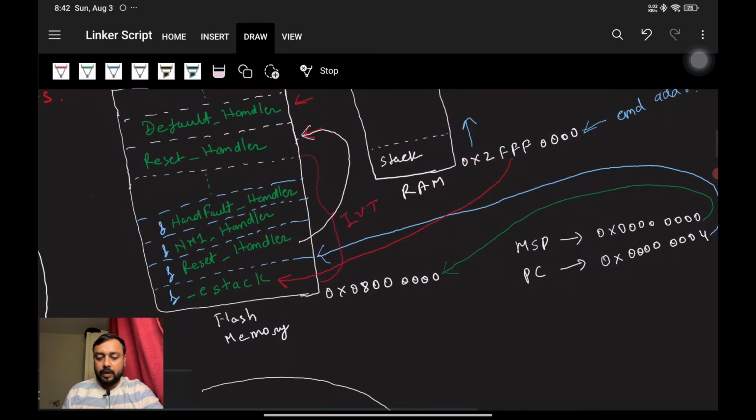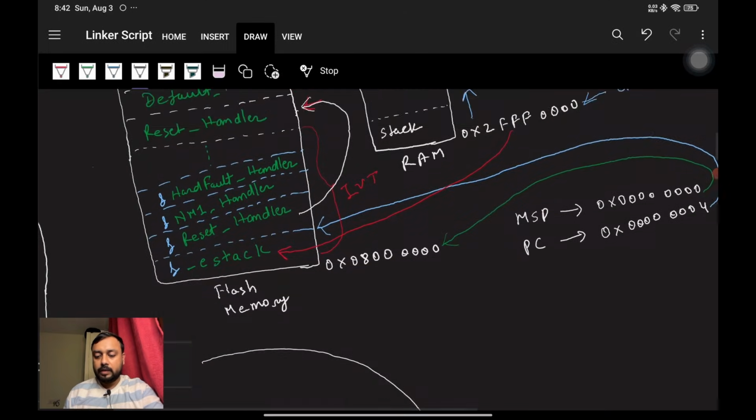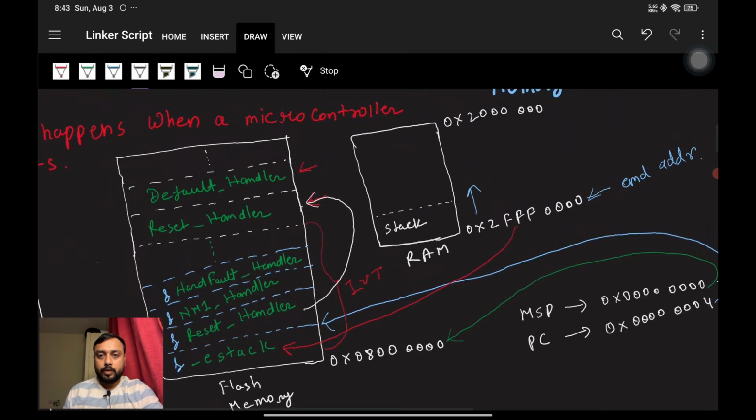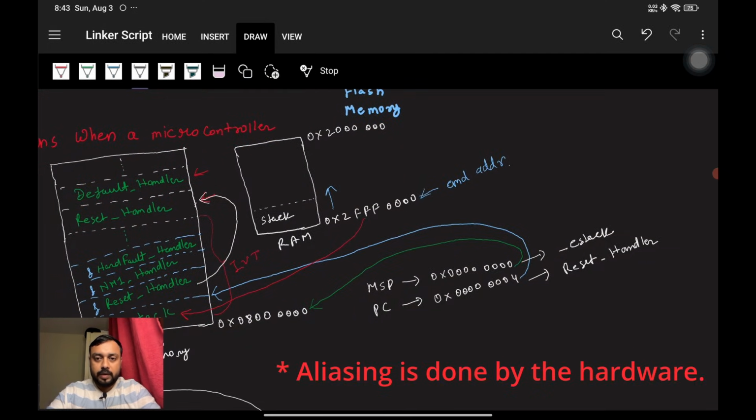Ultimately, once we make sure that we have kept the estack properly at the starting address and the reset handler properly after it, the final result will be that your MSP will have the estack, so the estack will be loaded to your MSP, and the reset handler will be loaded to your PC. This is the final outcome. This thing is mainly done by the hardware.